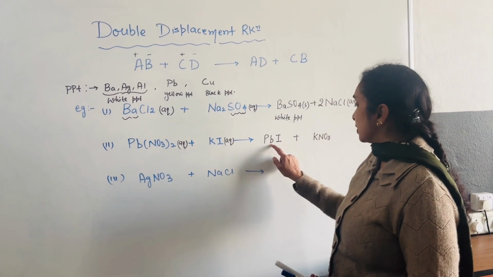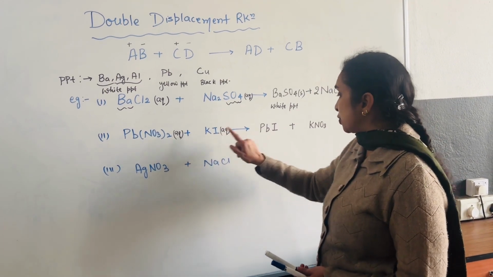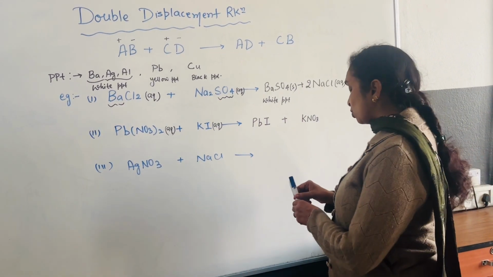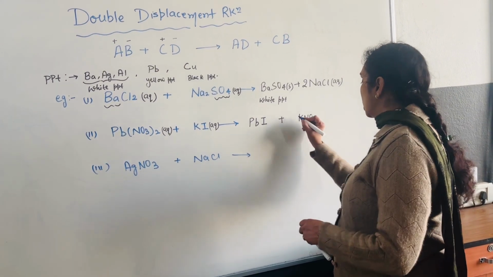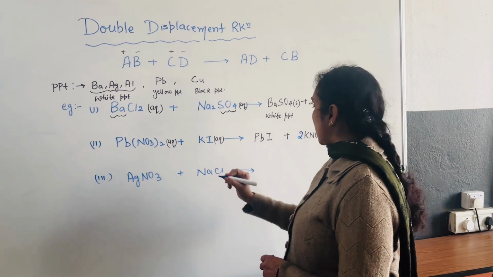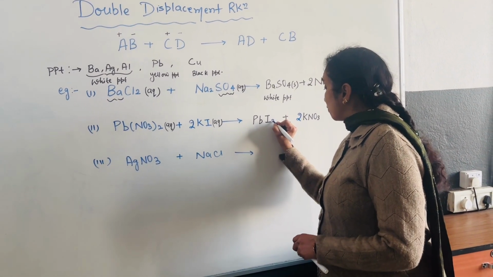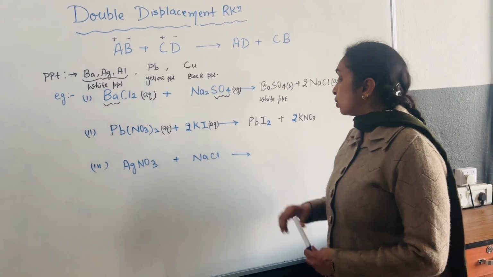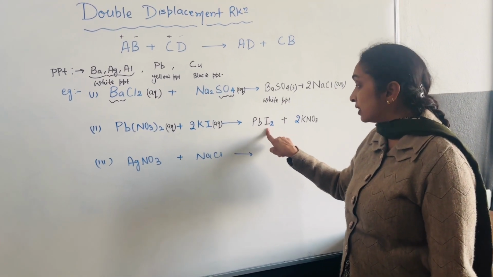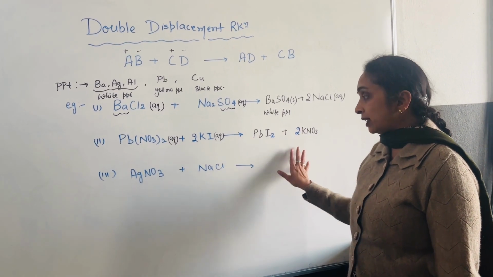Lead is 1, it is already balanced. Iodine is balanced. Potassium is balanced, but nitrate is not balanced. So we have to put 2 here, and 2 here. Oh, sorry, the valency of lead is 2, so the formula of lead iodide is PbI2. Now it is balanced.